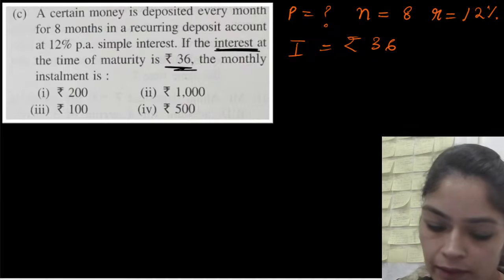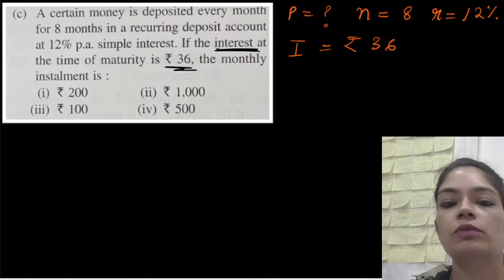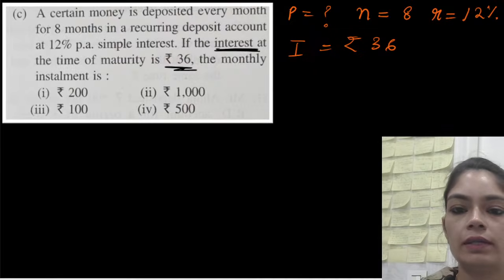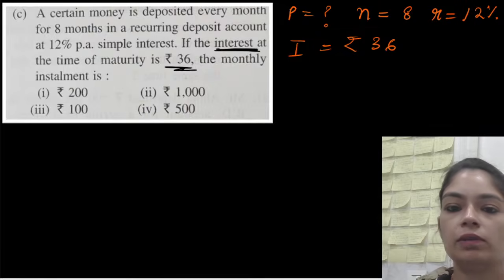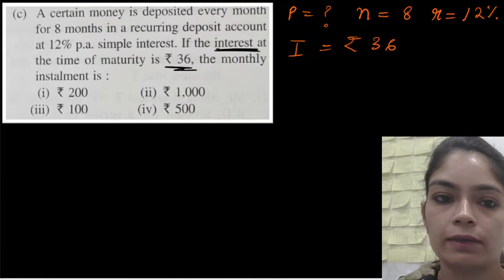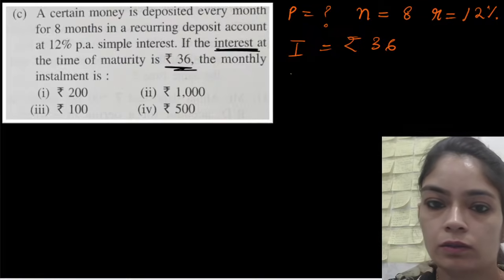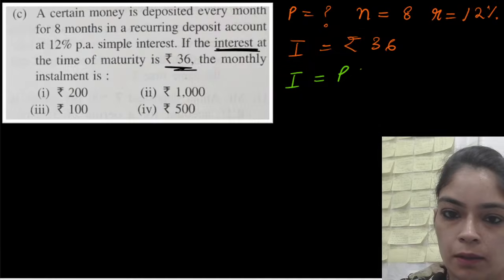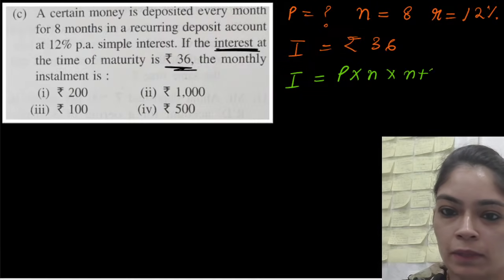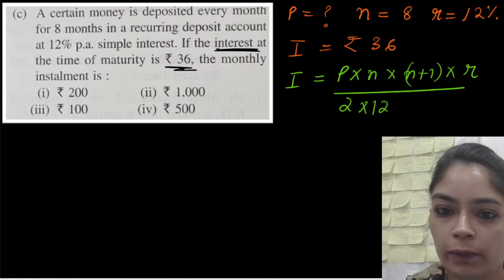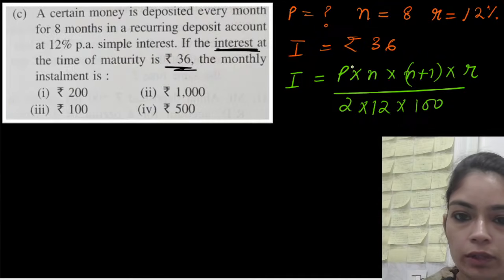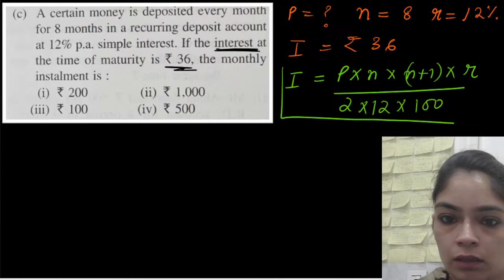So all the given things I have written, and what we have to find, that also I have written here. Always we have to see whatever is given, that particular formula only we have to use. Since interest is given, we will be using the formula of interest to find the value of P. So I is equal to P into N plus 1 into R by 2 into 12 into 100. I'm just going to substitute the values in this formula.